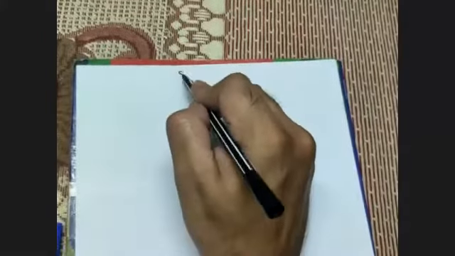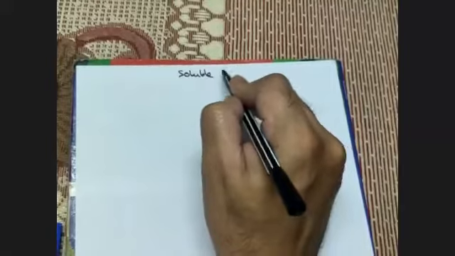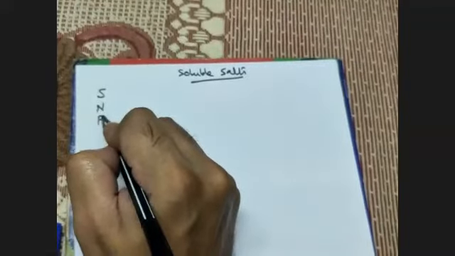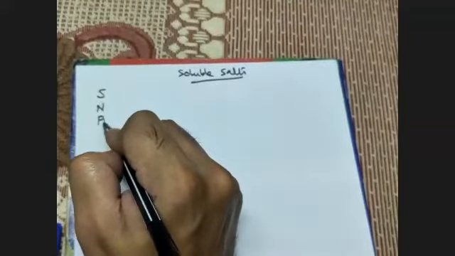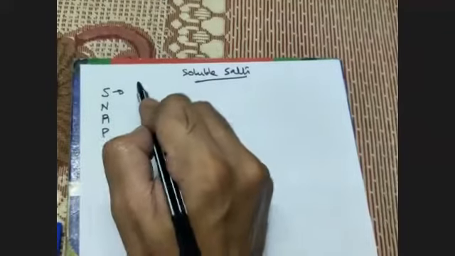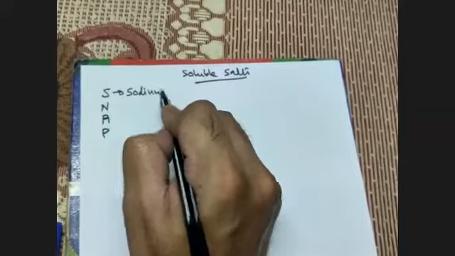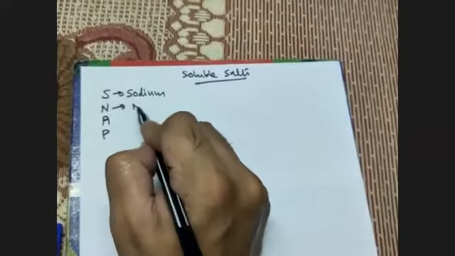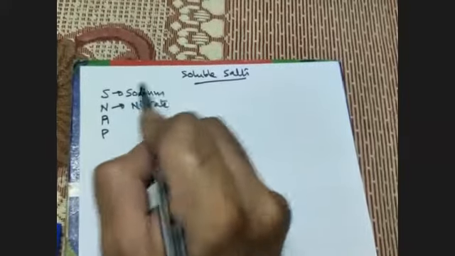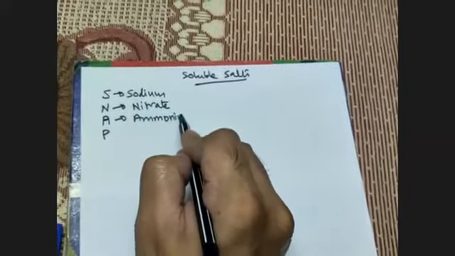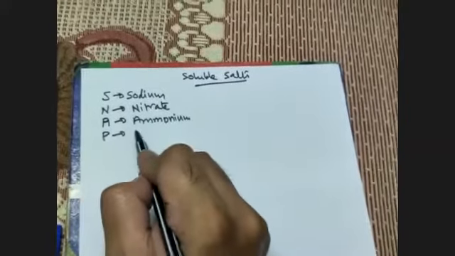Okay, so we'll begin with soluble salts. How can you remember the soluble salts? So you can remember that with the help of SNAP. Okay, SNAP. So S is for sodium, N is for nitrate, A is for ammonium, and P is for potassium.